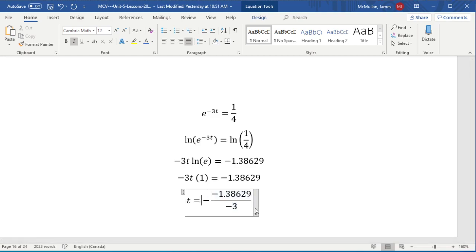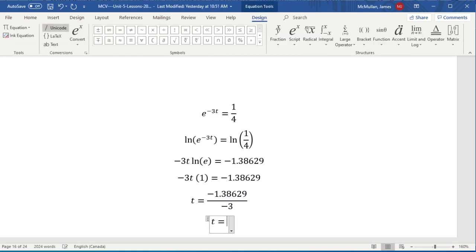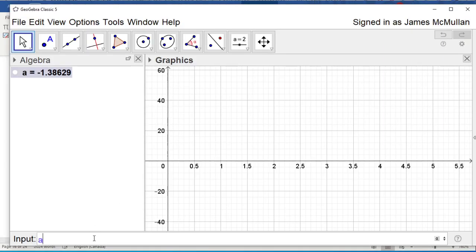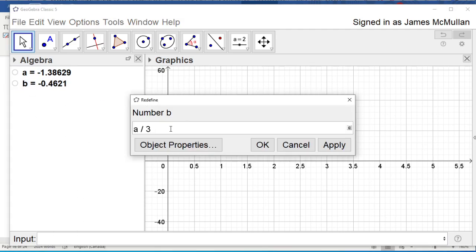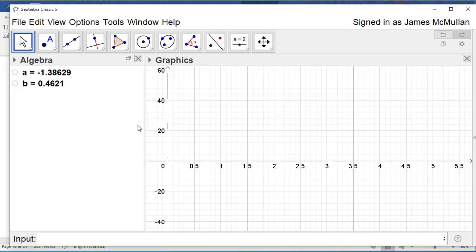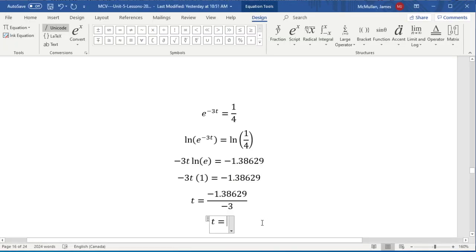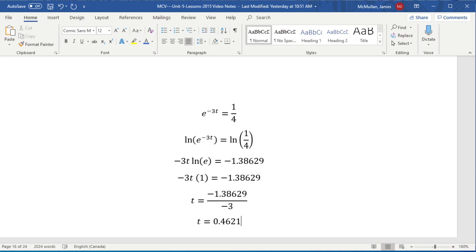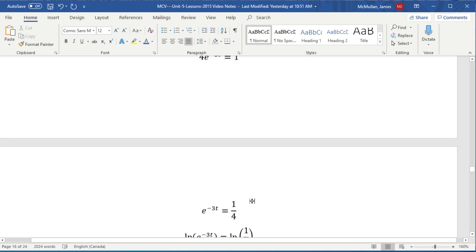And just to make this a bit clearer, we'll go like that. So we get t is equal to let's take that number and divide it by negative 3. And we get 0.4621. This seems like a reasonable answer. So it's like 0.5 hours into the process.